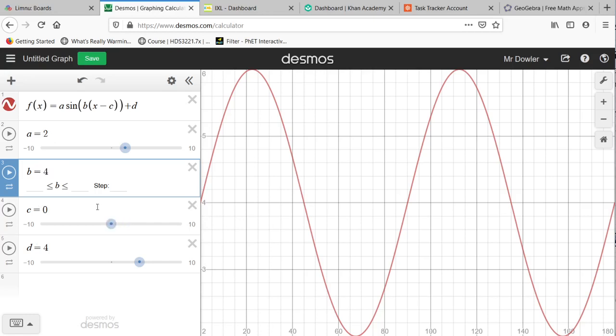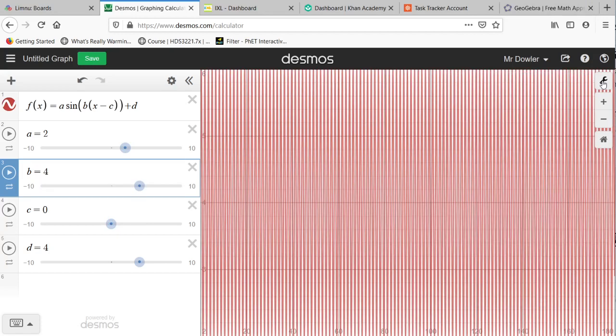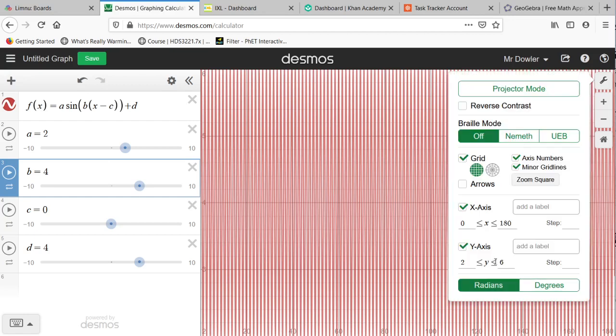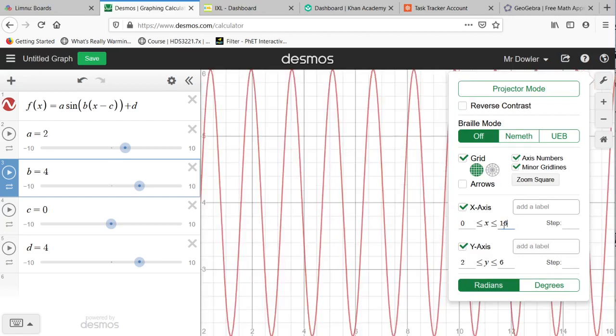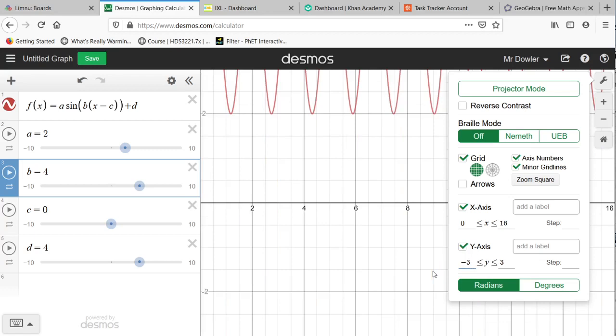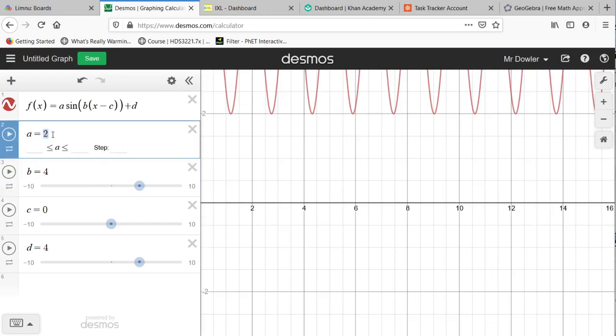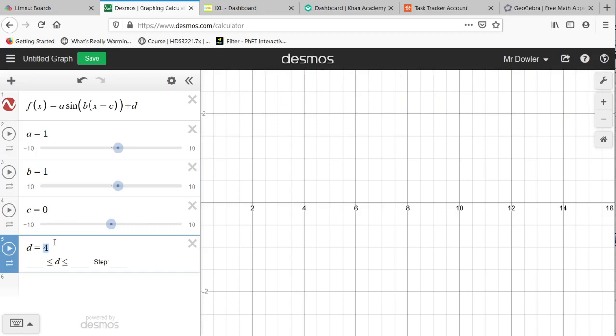Now part B, we no longer have degrees. For part B, we're going back to radians, which makes a bit of a difference in our graph. Here we're asked for a domain from 0 to 16, a maximum value of 3 and a minimum value of negative 3, a period of 8, and a y-intercept of negative 3. So let's deal with these. We will set A, B, C, and D back to the defaults: 1, 1, 0, 0.